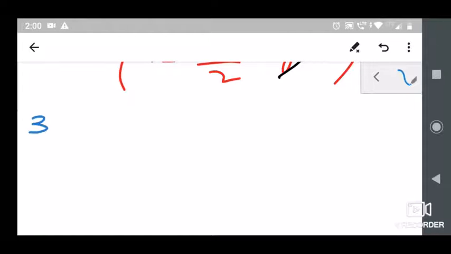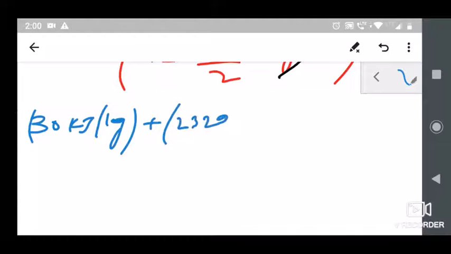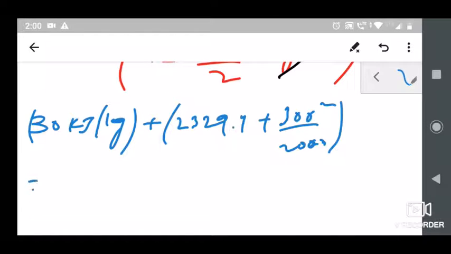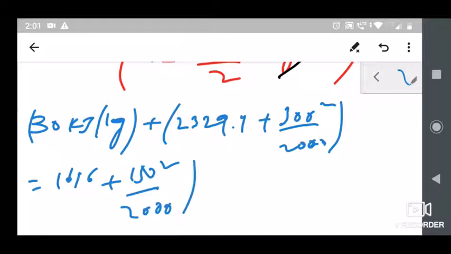Minus 30 kilojoules per kg plus 2329.4 plus 300 whole square by 2000, because 2000 is written by converting it to kilojoules, is equal to 1656 plus 150 square by 2000 plus d dash w by dm.